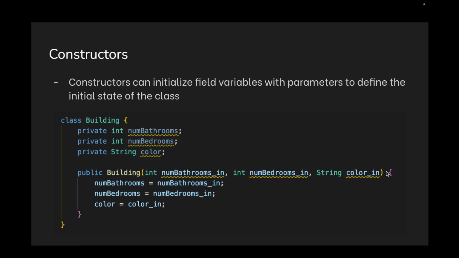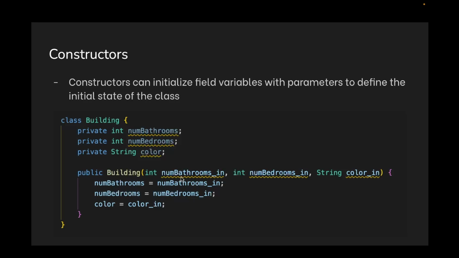And we can give parameters to constructors. Now these parameters will help us define the initial state of whatever object we're making, right? Whatever building we're about to construct. So in this case, we have the number of bathrooms, the number of bedrooms, and the string of the color. And this helps us give outside information to whatever this object will be defined as, or rather the attributes of the object and what they will be defined as.